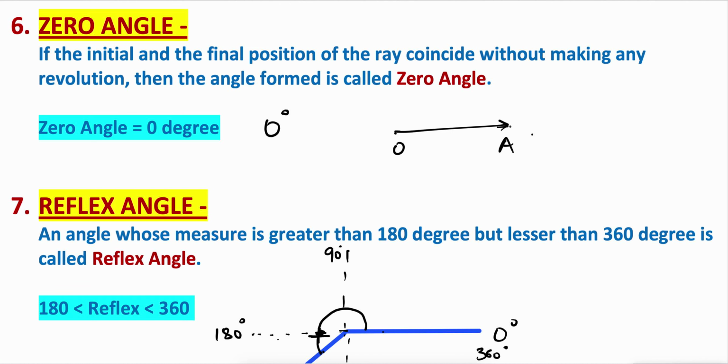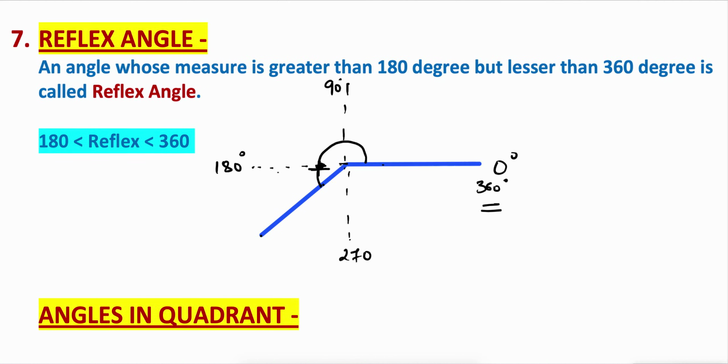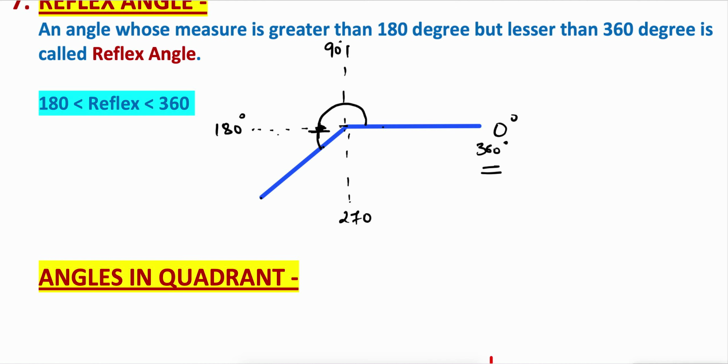Now the reflex angle: an angle whose measure is greater than 180 degrees but less than 360 degrees. So this is 0, it is 90, and here it is 180, but the reflex angle is greater than 180 degrees but less than 360 degrees. So an angle which is greater than 180 degrees but less than 360 degrees is called the reflex angle.